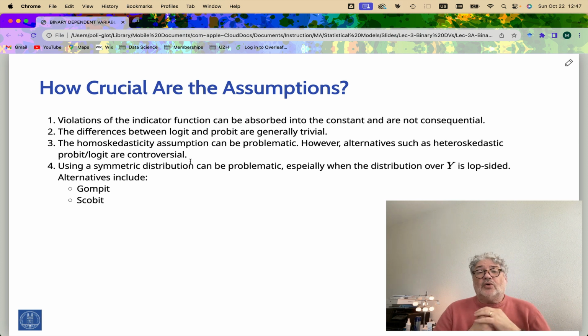These assumptions are really quite important. That's where I want to end this video. Violations of the indicator function, or violations of the idea that we set our threshold at 0, are not so critical, because if such violations exist, they will be absorbed into the constant. The other assumption, do we do a logit or a probit? That is generally trivial. But the homoscedasticity assumption can be problematic, and using a symmetrical distribution can also be problematic. So you need to think about whether those choices make sense.